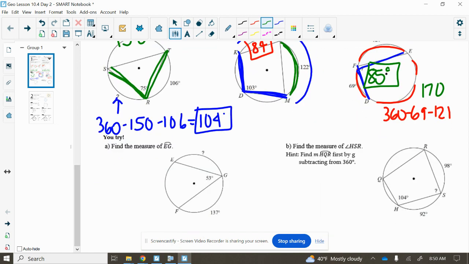Down below, there are two examples for you to try. You are first trying to find the measure of arc EG. Okay, again, think about what the measure of arc EF is first to help you. And then the second one, you are looking for the measure of arc HSR. However, I recommend subtracting from 360 and finding the measure of arc HQR first.